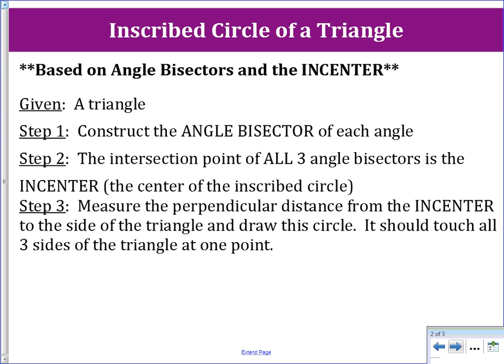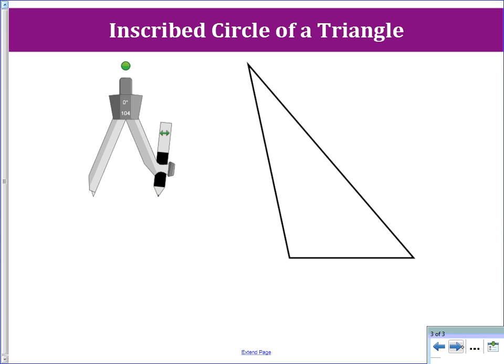So to do this construction, we just need to construct our angle bisectors. Technically, there are three angle bisectors, and your incenter is at the intersection of all three. But if all three intersect at one point, two of the three are going to intersect at that one point as well. So we will begin by constructing our intersections, so our intersections of our angle bisectors.